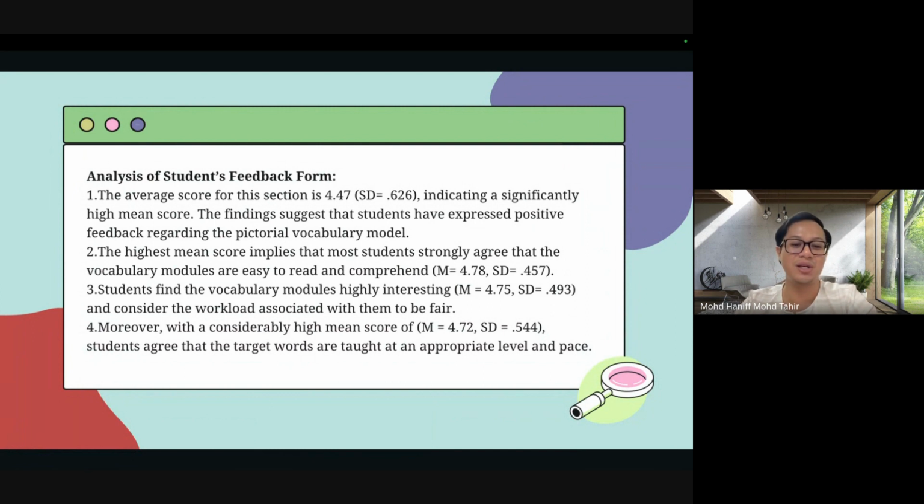The highest mean score implies that most students strongly agree that vocabulary modules are easy to read and comprehend, with a mean of 4.78 and standard deviation of 0.457. Students also find the vocabulary model highly interesting and consider the workload associated with them to be fair. Moreover, with a considerably high mean score of 4.72, the students agree that the target words are taught at an appropriate level and pace.